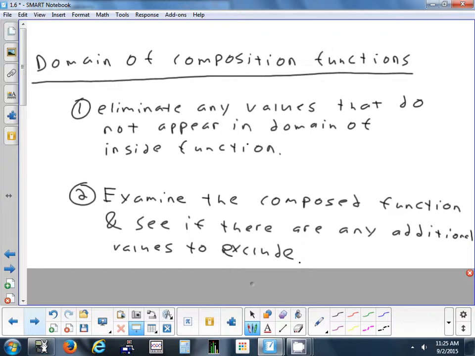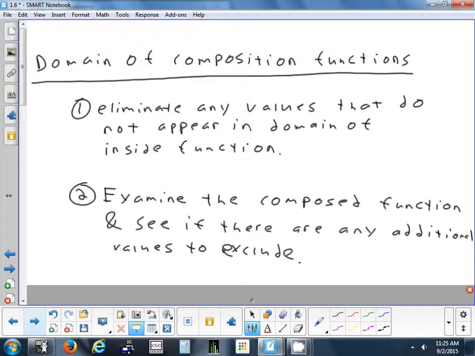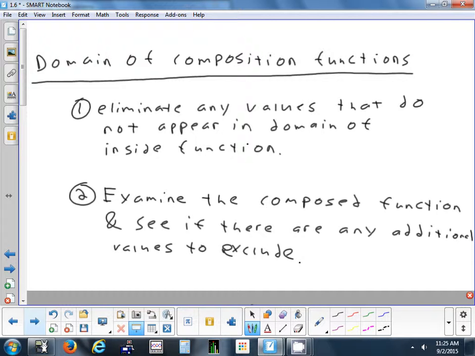And the second step is we're going to take a look at the composed function we just created and see if there's any additional values we need to exclude. The only 2 reasons I can think of that we would have additional values to exclude is if somehow we created a fraction, we got to avoid dividing by 0, or we have some kind of square root. We don't want that to be negative. So remember, you got to be careful with fractions and roots.